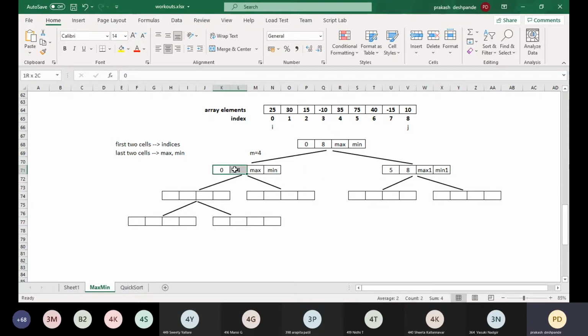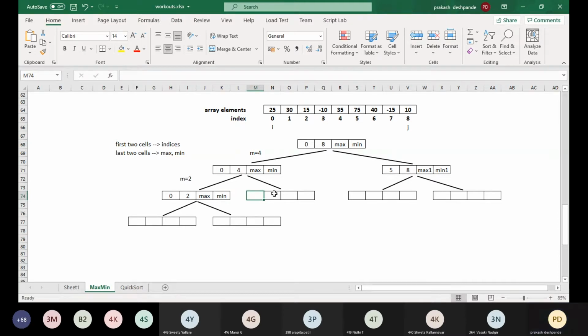Okay, now again we will further divide the left half into two partitions. Before that we need to calculate the mid element. Mid is going to be 2. What will come here? 0 and 2. And here again it is going to be max and min because it is not a sub problem or a small problem.